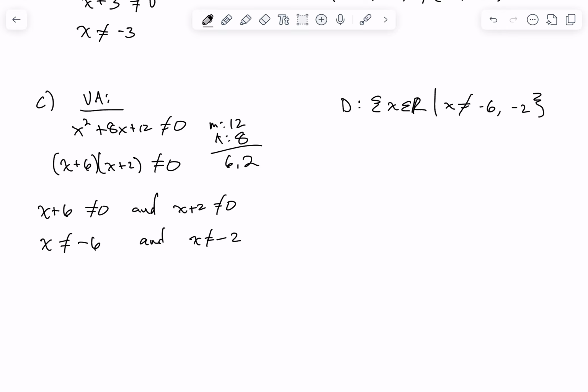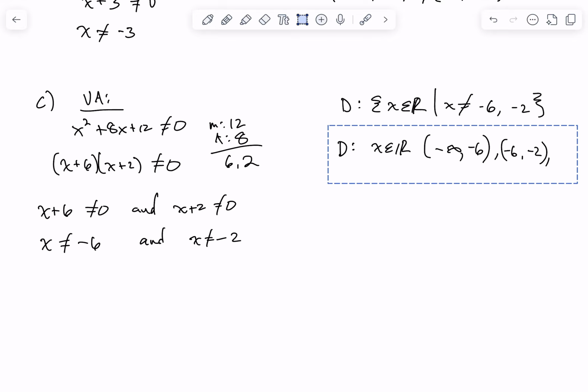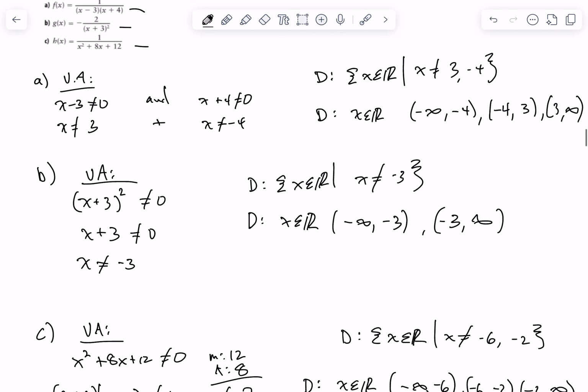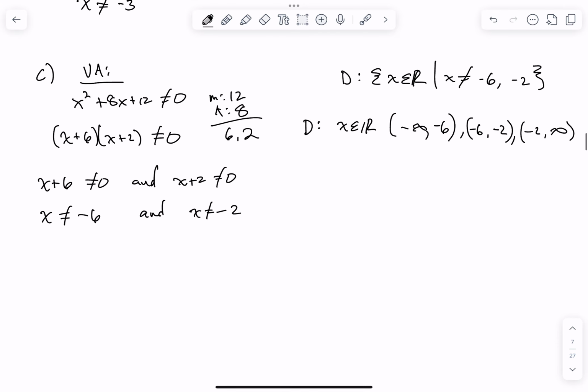Okay, that's set notation, and interval notation would say x can be everything as a part of the real numbers in the intervals of negative infinity to negative 6, negative 6 to negative 2, and then negative 2 to infinity. Okay, that's pretty much it. Not much more to say about that.